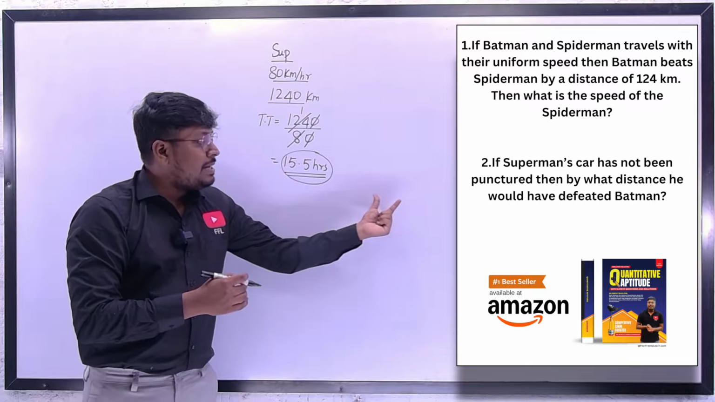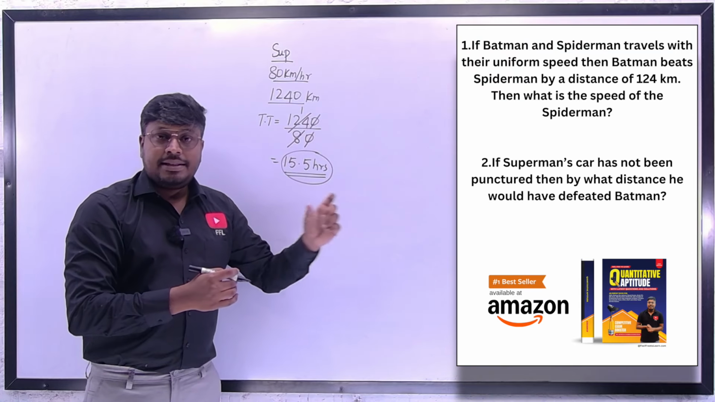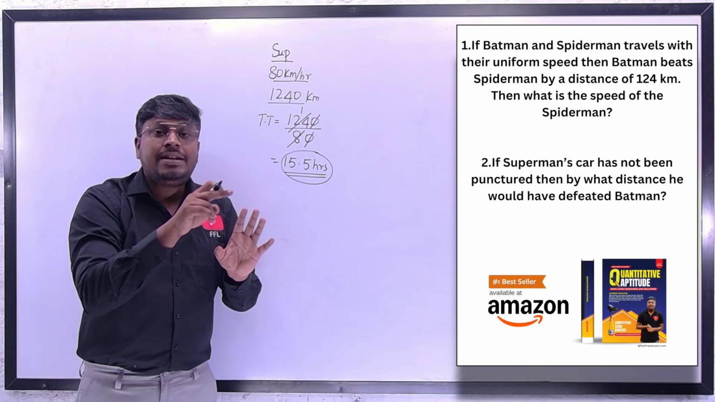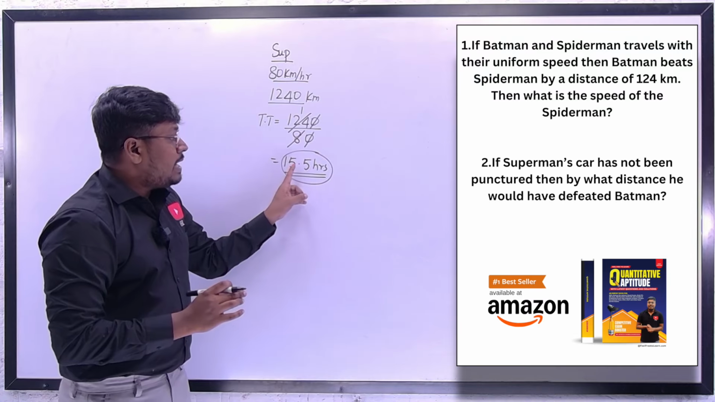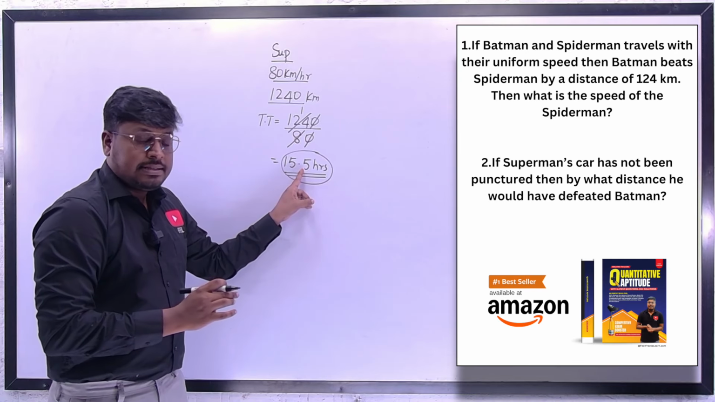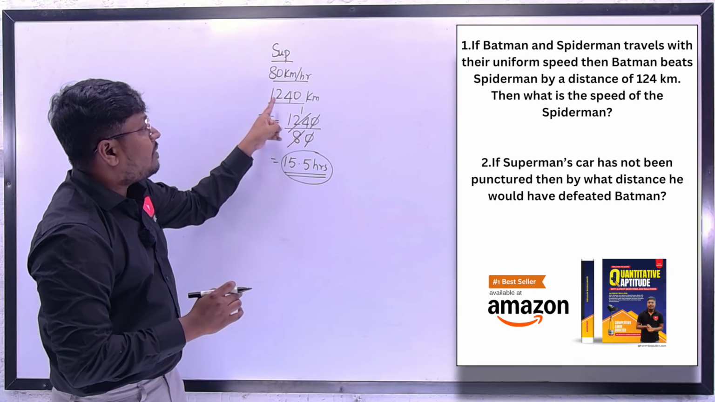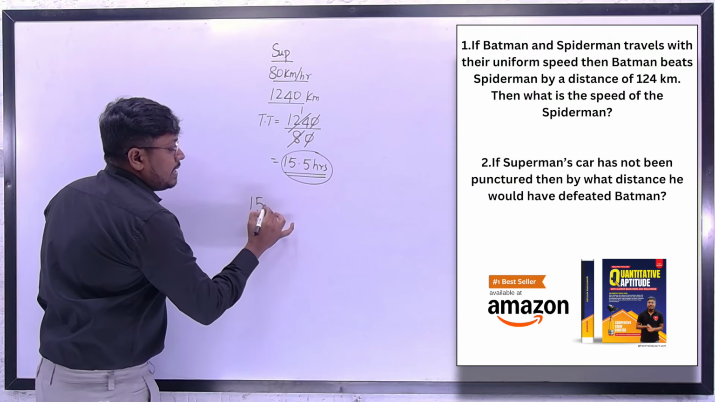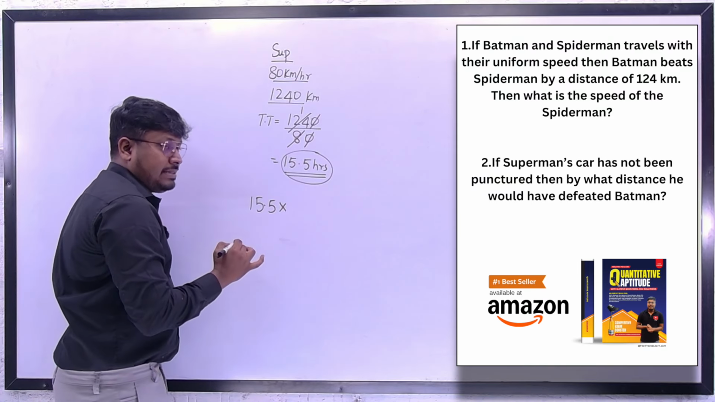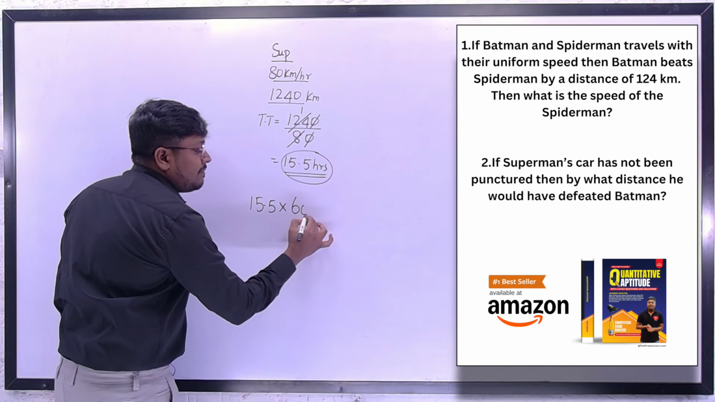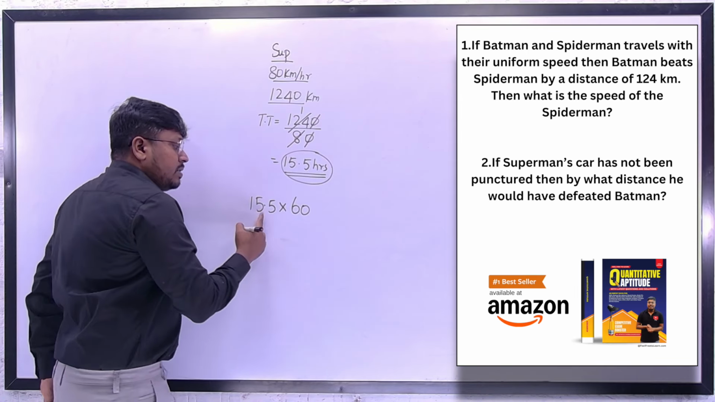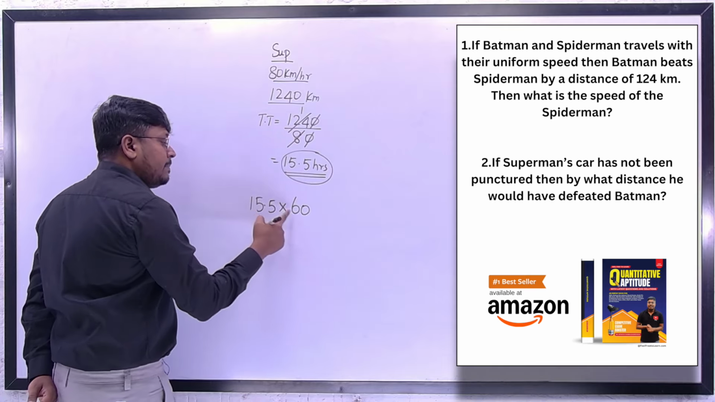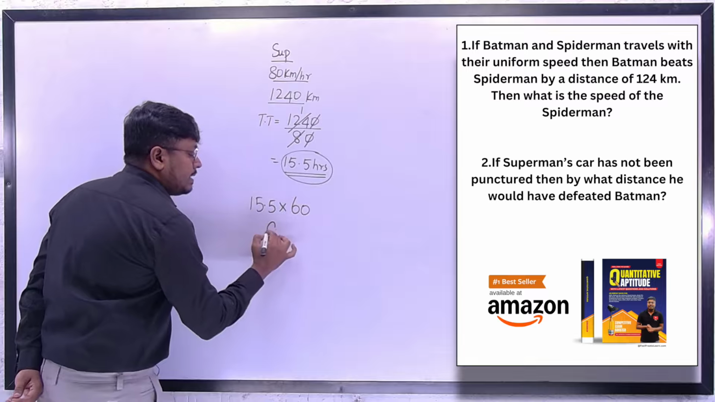If one person is beating a second person, then we have to figure out the distance between both persons. That is the difference between the distances. So in these 15.5 hours, Superman would have traveled 1240. In the same 15.5 hours, let's see what the Batman's distance is. We know that the Batman travels at 60 kilometers per hour. So 15.5 into 60, which will be 10, 6 5s are 30, 6 5s are 30, 930.